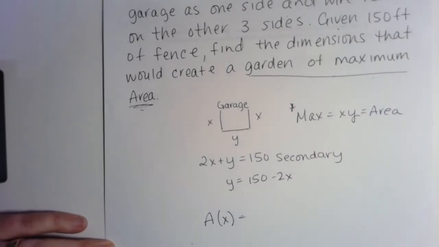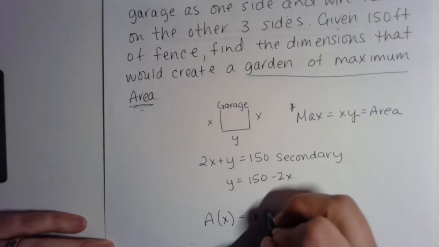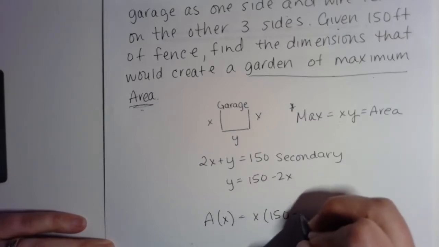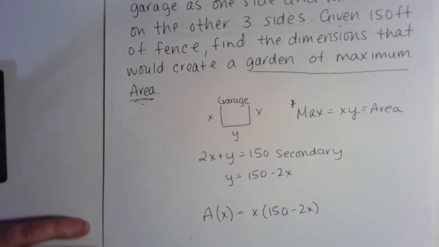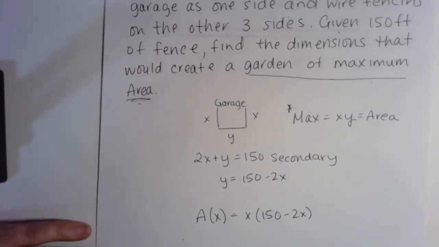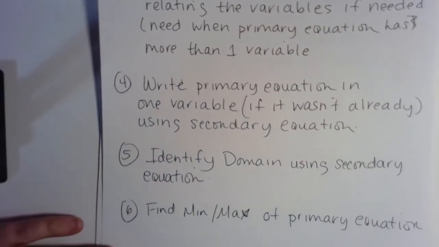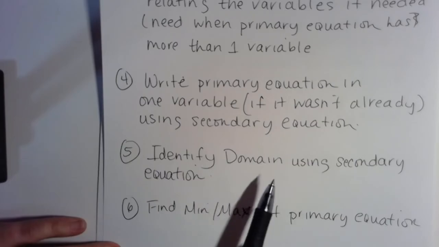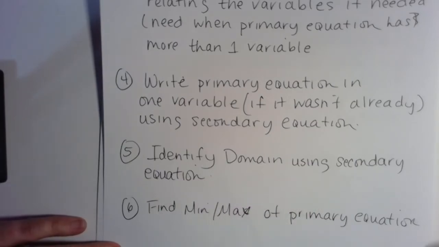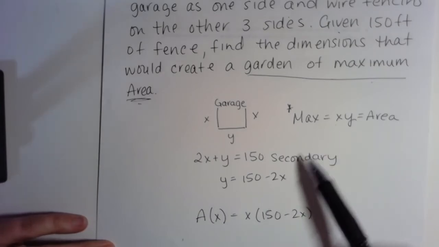Okay, this is the thing I'm trying to maximize, and that would be x times y, and now my y here, I'm going to substitute in as 150 minus 2x. Okay, so now before we move on to actually doing the calculus part, there's one last thing that we need to consider. We want to identify the domain using the secondary equation. So we're going to use a combination of this and this to figure out our domain.